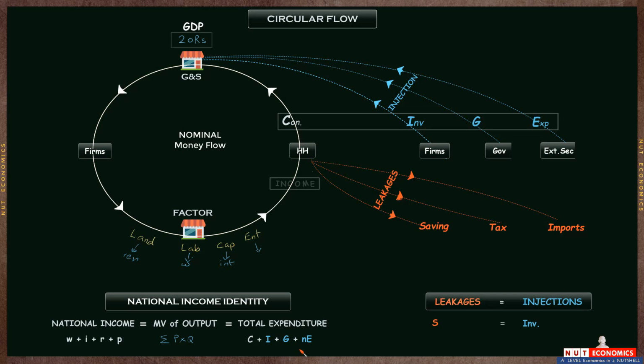But I will explain in another separate video. It's a minor point, why we consider net exports and what is the meaning of net exports. But here, the basic idea is the total spending with four sectors is the spending of all of these four sectors.